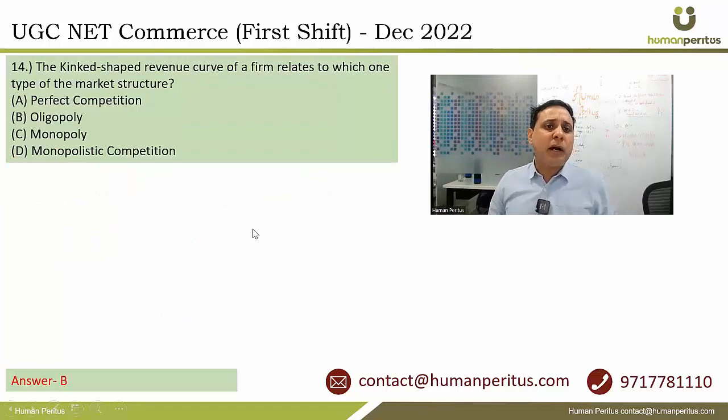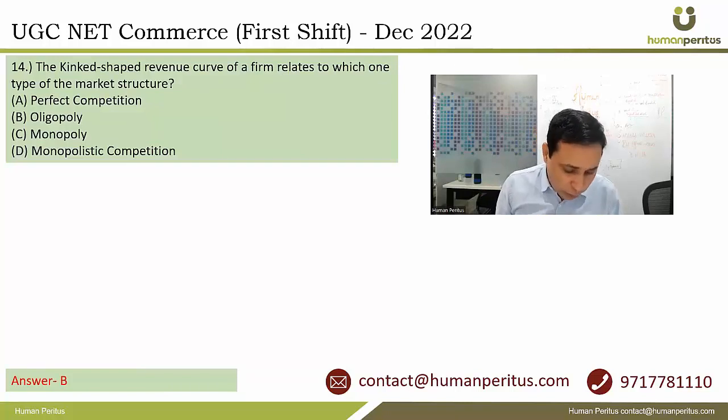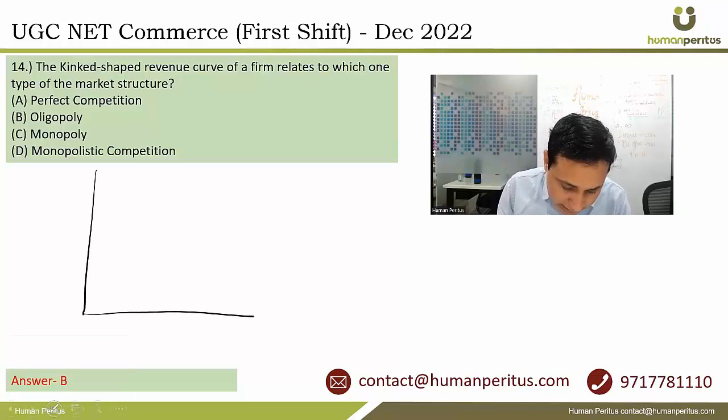Next one. The kinked-shaped revenue curve of a firm relates to which one of the following market structures? So it's a very well-known concept that this is related to oligopoly. So guys, oligopoly वाले में होता क्या है? That there is a kink in the curve.